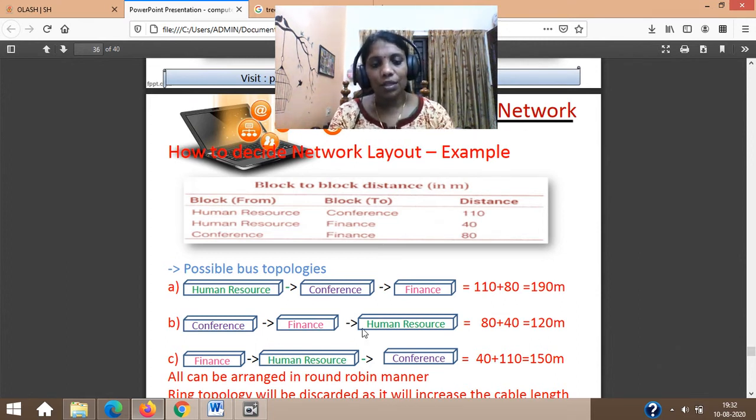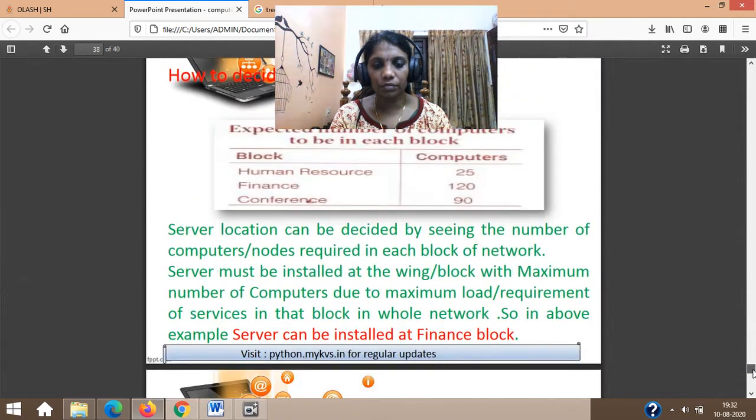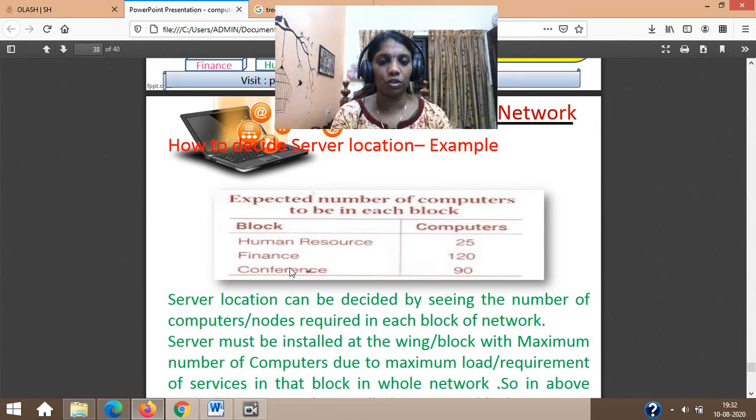You understood how we are calculating. So we will think that the place where finance is can become the place for our hub, or the router, to be kept. We will check one more thing, that is whether the number of computers is also more or not. In finance the computers are more in number, 120, human resource 25, conference 190. With regard to these, normally the one having the shortest cable length to other buildings will have more computers in our question.